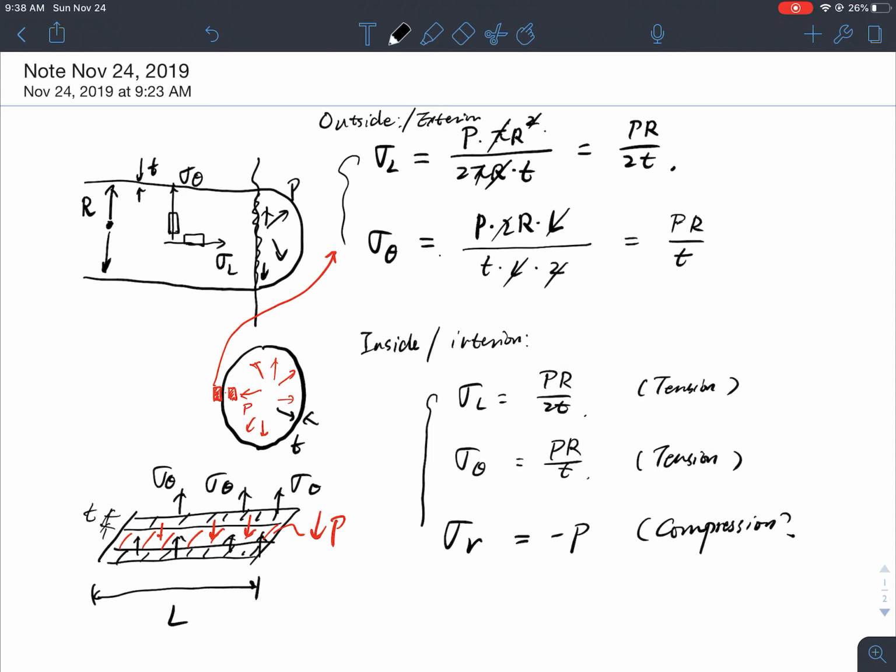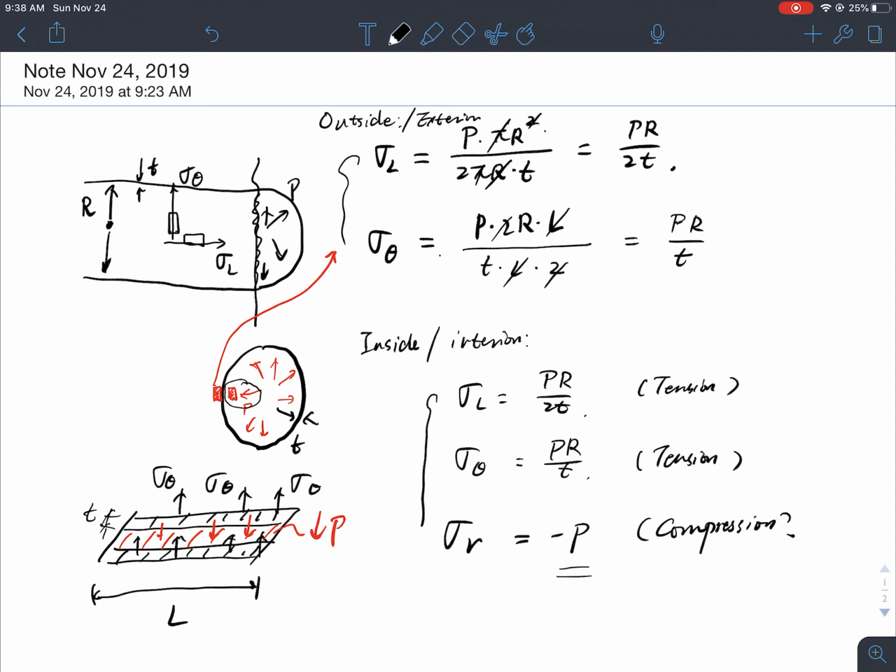Okay, because on the outside I don't have any stress exerted on the surface, but from the inside I do have a pressure P right here exerted on the inside point. Okay, so this is the stress, right? This is the stress in the pressure vessel.